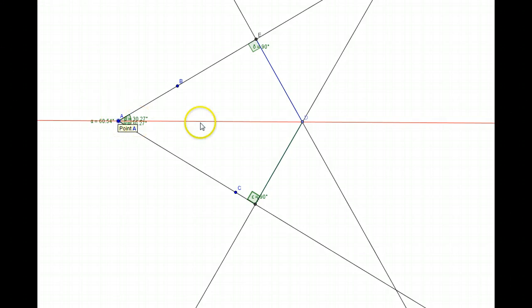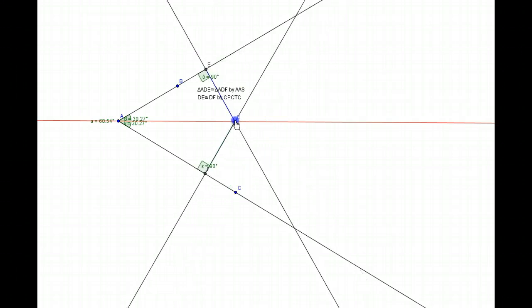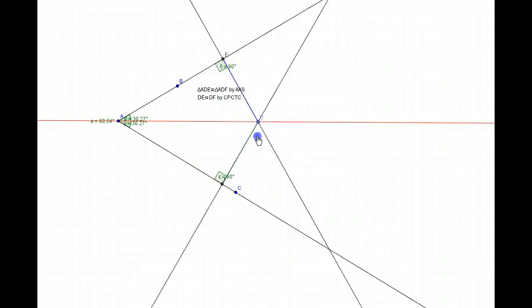Well, we know that this side is congruent to itself. We know that these two angles are congruent because they're both 90-degree angles, and we know that these two angles are congruent because of the angle bisector. So if you said they're congruent by angle, side, you're absolutely correct. So since these two triangles are congruent by angle, side, then DE would have to be congruent to DF by CPCTC, which means that any point D on the angle bisector is going to create two congruent triangles, and therefore that point is going to be the same distance from each side of the angle, which means that D is equidistant from the sides of the angle.